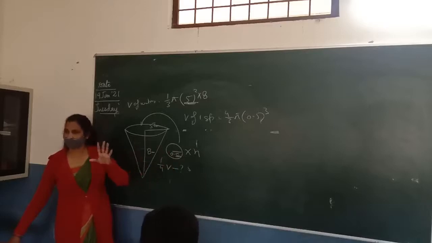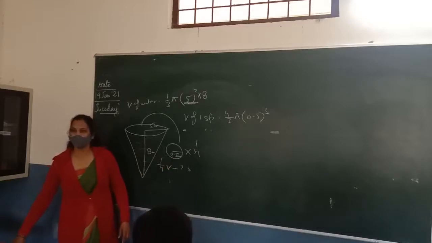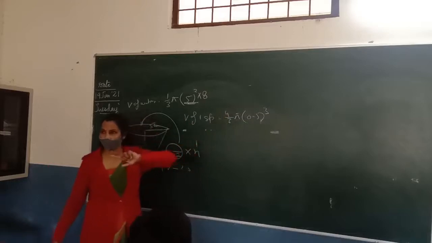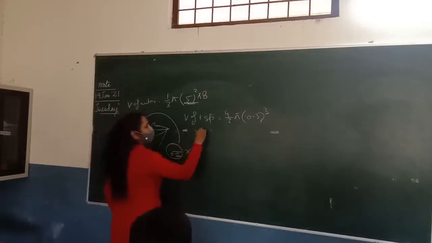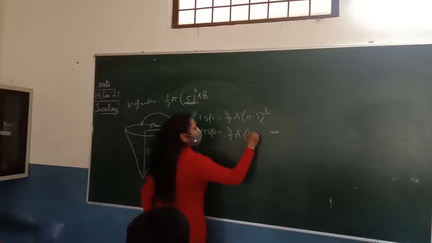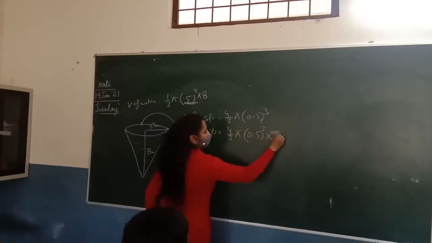Whatever you understand, say it; we will check whether it is right or wrong. Into n. So we will multiply the volume of the one sphere by n. Okay. So the volume of n spheres is equal to 4/3 pi r cube into n.